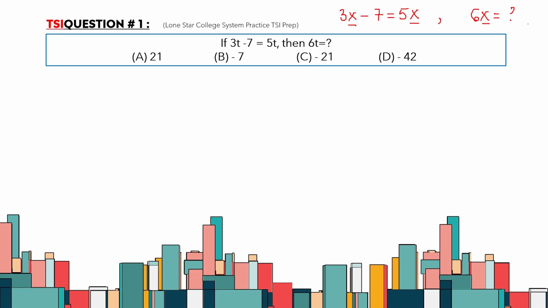Now I will use the letter T. So we have 3t minus 7 equal 5t. First step, I want to know what is t equal to. Then I just multiply by 6 and then get the answer. So from the given, we have 3t minus 7 equal 5t. Now I will subtract both sides by 3t.